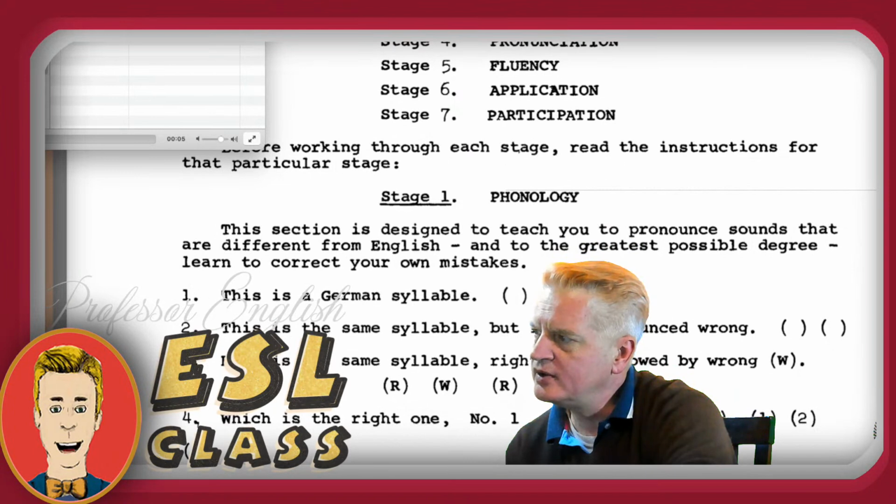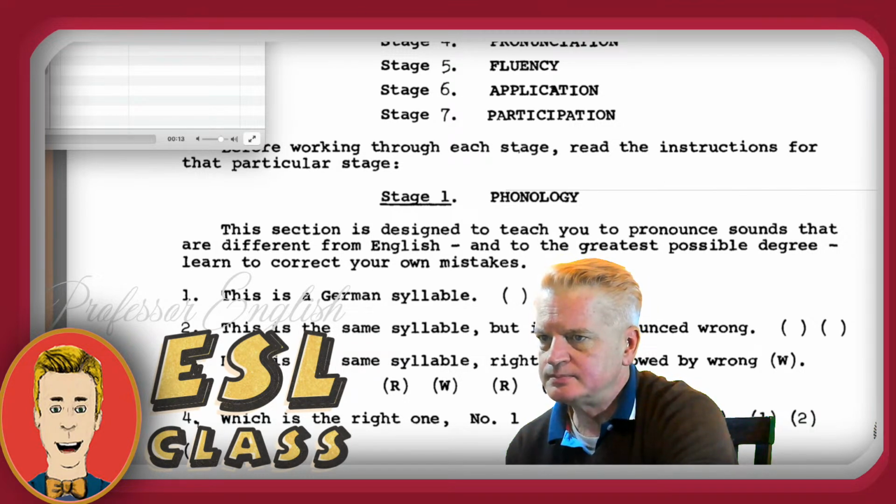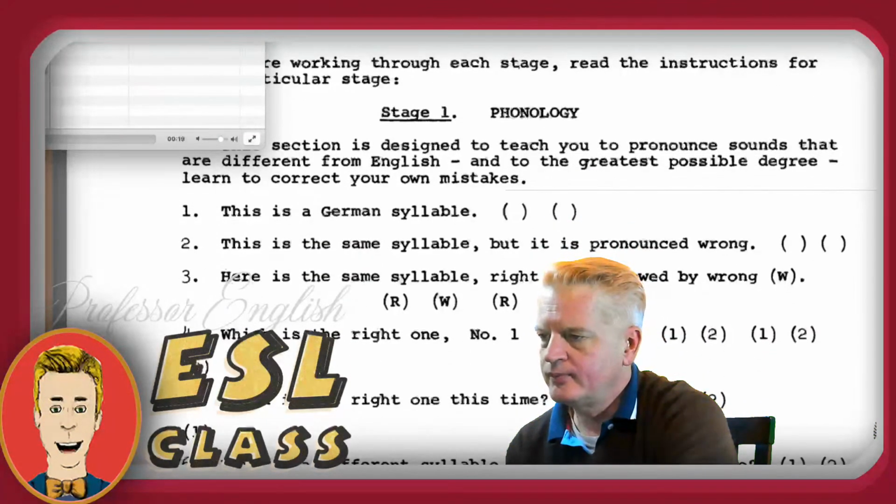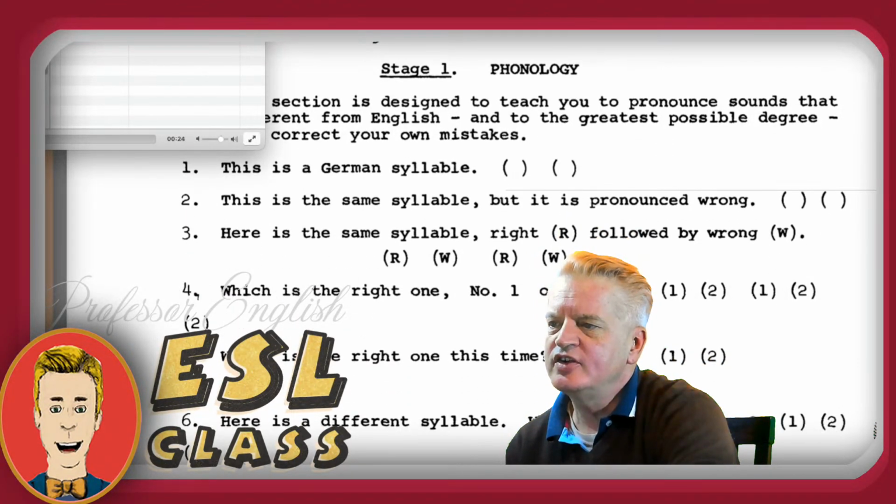Let's see, is this where they start? Page 1. 1. This is a German syllable. Wie. Wie. 2. This is the same syllable, but it is pronounced wrong. The. 3. Here is the same syllable, right followed by wrong. V, V, V, V. 4. Which is the right one, number 1 or number 2?